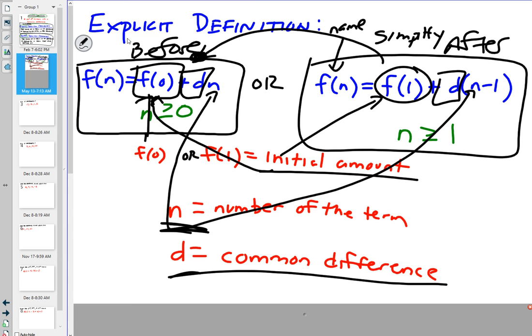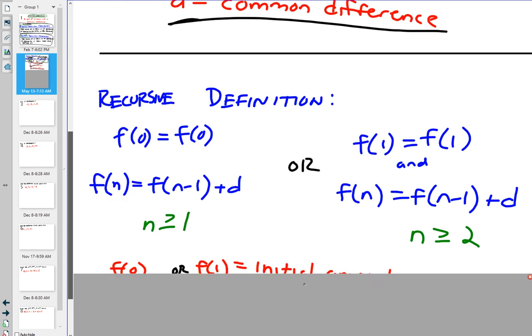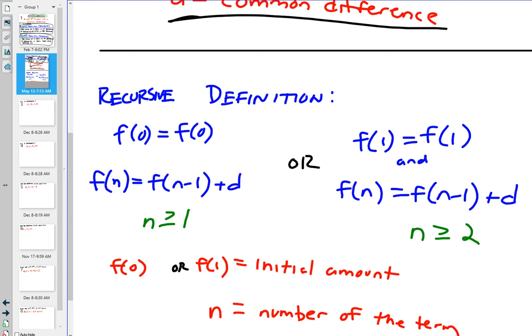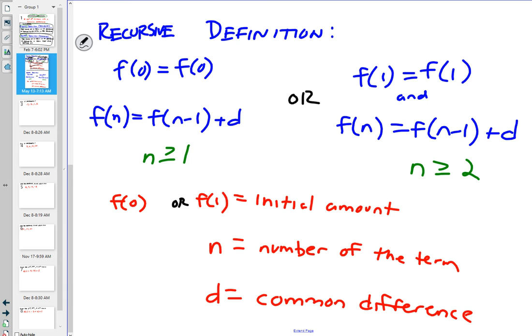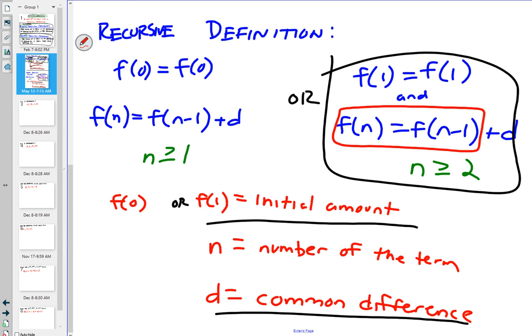I know this seems confusing, but just try to hold your attention for 5 more minutes. A recursive definition doesn't have as many uses, and just like before, we're going to use the one on the right most often. We still need to know the initial amount. We need to know the common difference, but it's just a way of writing it. Think of this little portion of it here as being standard. You're always going to write that.